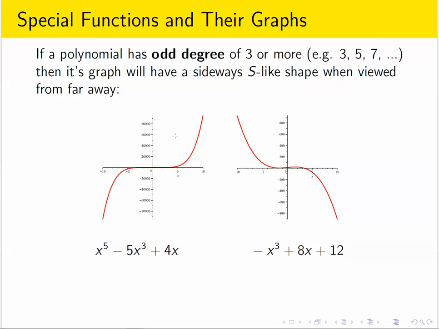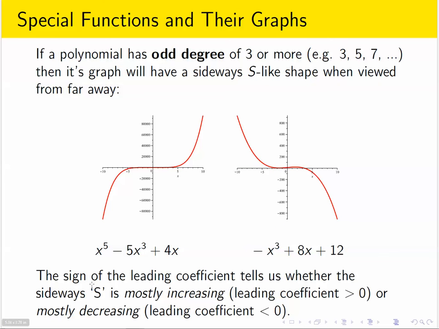How about odd degree? So let's say you have an odd degree of at least 3, so that would be a degree 3, 5, 7, etc. Instead of a U shape, we get what we're calling here a sideways S shape, like in these two figures. So on the left, we have degree 5. On the right, we have degree 3.